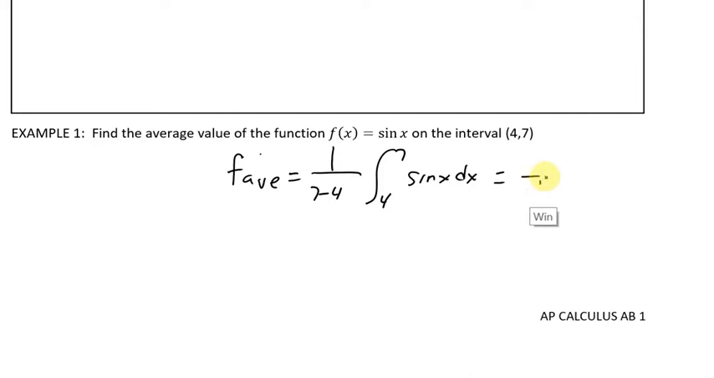Now if we don't have our calculator, we can still do it. It'd be 1 over 3, and then we would take the antiderivative. The antiderivative of sine is negative cosine of x. This is non-calculator.